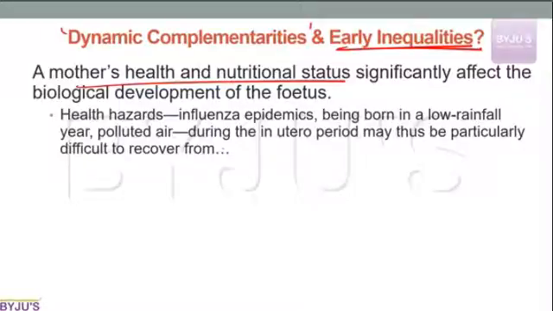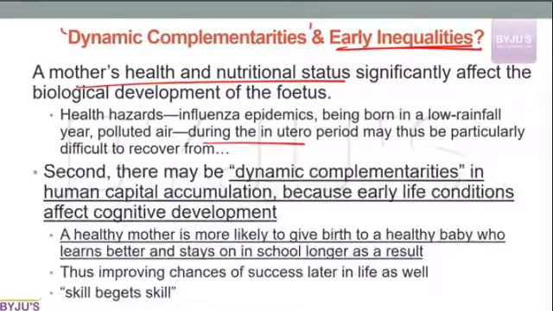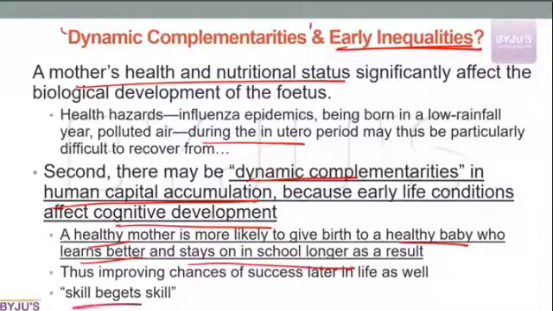So mother's health and nutritional status are very important. Early on any disease comes, those also become very important. So dynamic complementarities means human capital accumulation and cognitive development, everything depends first on healthy mother, then on the healthy baby, then on learning better, staying longer in school, then on getting a job, etc. And overall skill begets skill is a language utilized. So mother has to be healthy, baby has to be healthy, education has to be proper, child should be able to understand, stay longer in school because it's capable of doing.